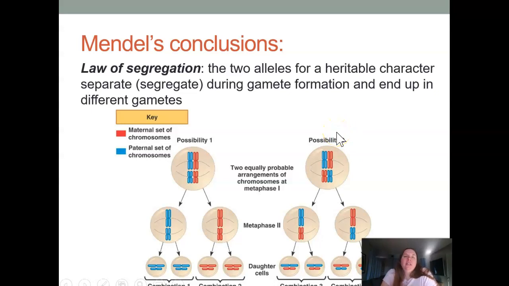Okay, so again, let's continue to expand on Mendel's conclusions from his pea plant experiment. We already talked a little bit about the idea that chromosomes separate during gamete formation, but Mendel actually came up with this at least a half century earlier.